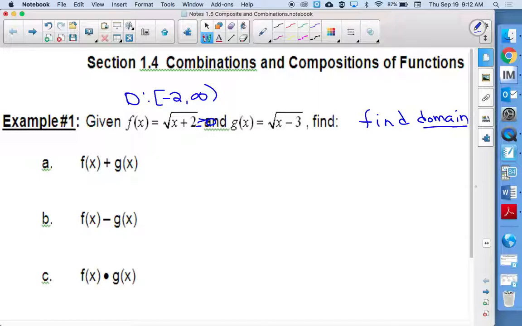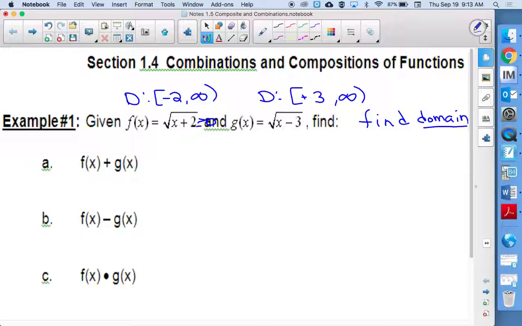So then looking at the second one, g of x equals the square root of x minus 3. What's the domain of that g function? Right, how about positive 3 to positive infinity? So those would be the individual domains. And then we're going to talk about how you would find a domain of the combination of the function. So the first question says take f of x plus g of x.